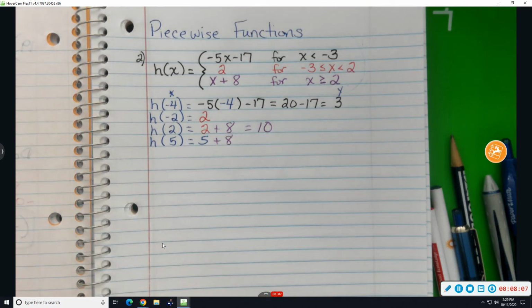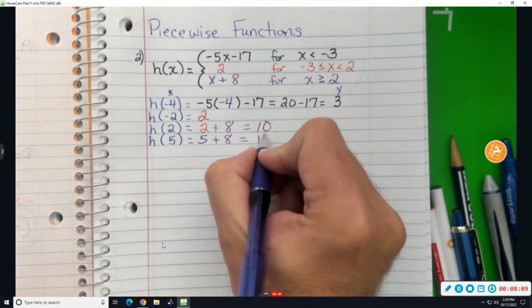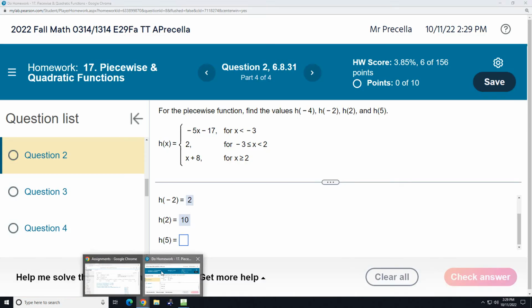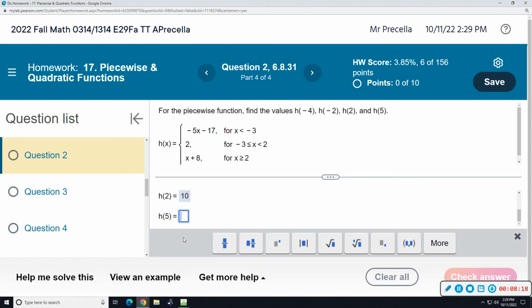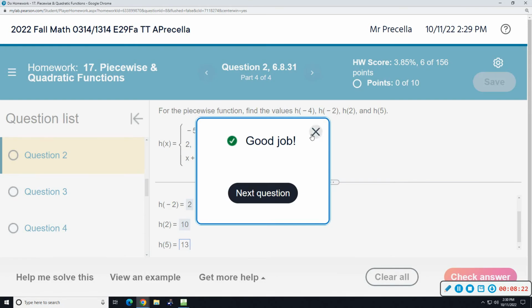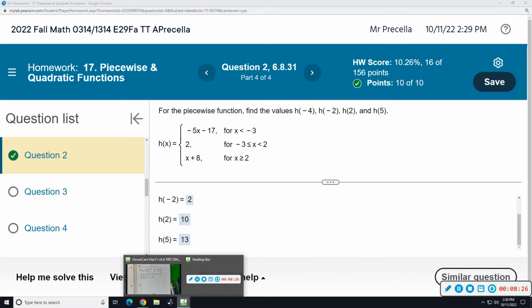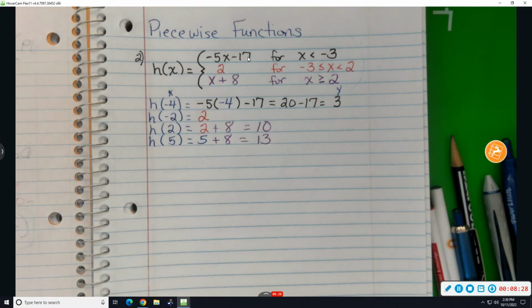And at 13? Yep. 13. Just to make sure that it's clear, it looks like all I did was use the first rule, then the second rule, then the last rule. Let me just make up one.